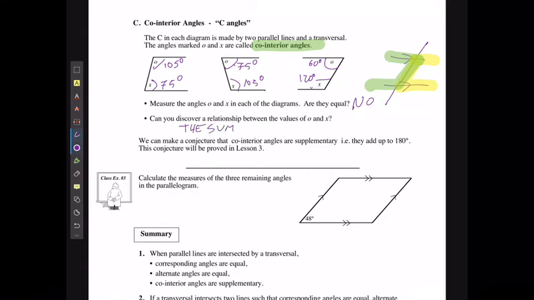The sum of O and X is 180 degrees every single time. So we can make a conjecture that co-interior angles are supplementary. They're always going to add up to 180 degrees.